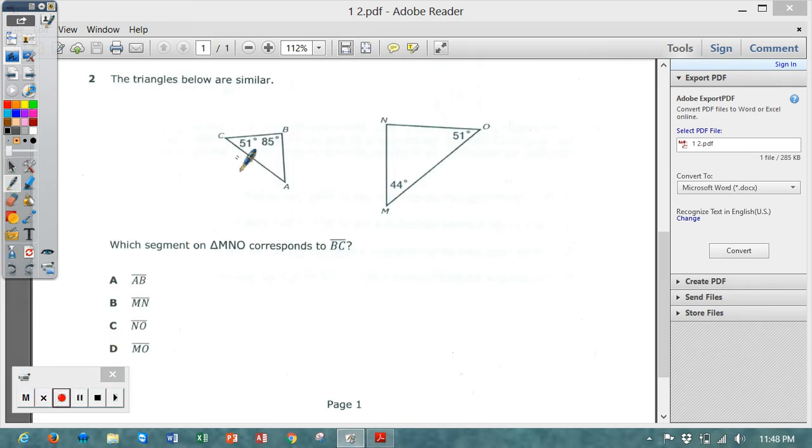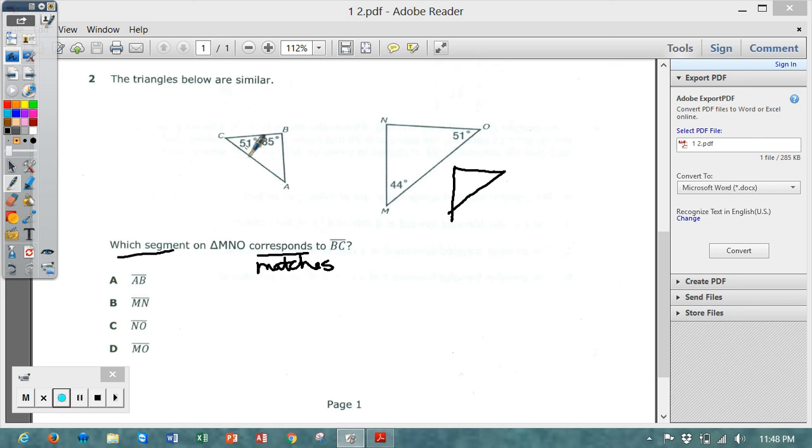Number 2, the triangles below are similar. Which segment corresponds on M and O corresponds to BC? Corresponds means matches up with. And so we're trying to see which part matches up with BC. Well, the first thing I need to do is redraw one of these triangles. I'm going to redraw the small one.